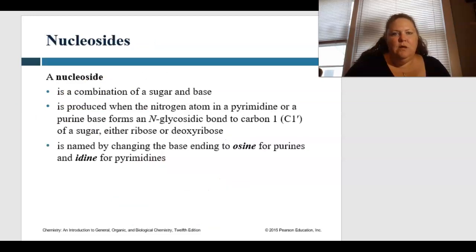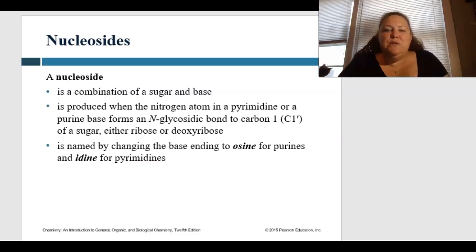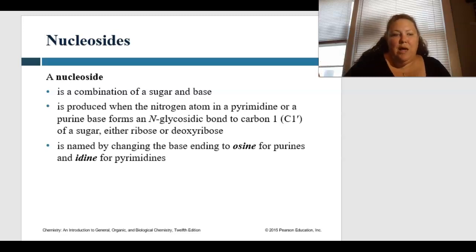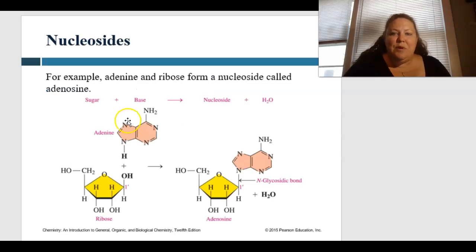So a nucleoside is a combination of a sugar and a base, and it's produced when the nitrogen atom in a pyrimidine or a purine base forms an N-glycosidic bond to carbon 1 of the sugar, and this would either be ribose or deoxyribose. It's named by changing the base ending to either -osine for purines or -idine for pyrimidines. So let's look at an example. Adenine and ribose form a nucleoside called adenosine. So you have your ribose and you have your adenine, and when they combine using that N-glycosidic bond, the name now is going to be adenosine.